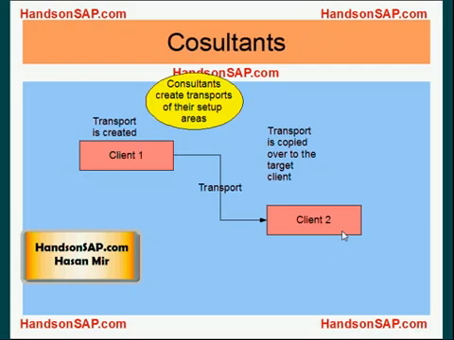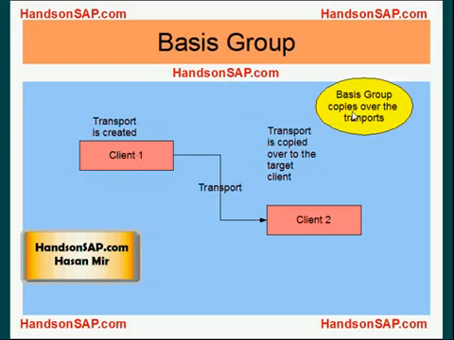Now consultants create transports of their setup area at client 1, and the basis group is responsible for copying over the transport. So each group should understand their responsibility, otherwise major integration issues could come up. Okay, so the basis group is mainly responsible for moving the transport over to the target client. Sometimes exceptions are made where consultants transport their own setup areas over to the development test environment, but usually the basis group is responsible for carrying out this task.